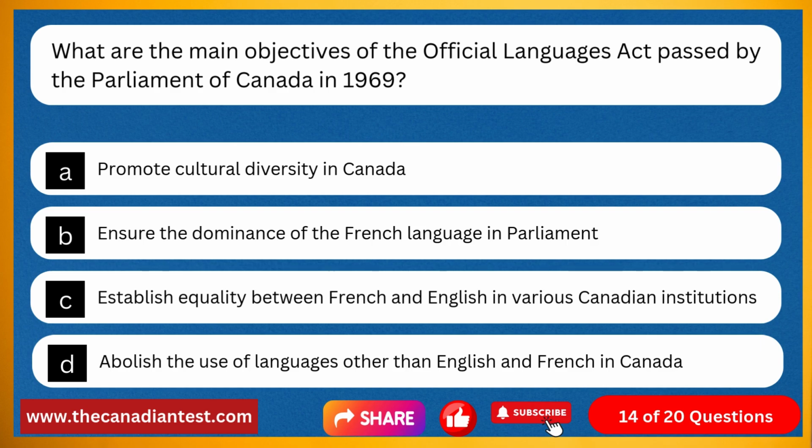Question 14. What are the main objectives of the Official Languages Act passed by the Parliament of Canada in 1969? Option A, promote cultural diversity in Canada. Option B, ensure the dominance of the French language in Parliament. Option C, establish equality between French and English in various Canadian institutions. Option D, abolish the use of languages other than English and French in Canada.